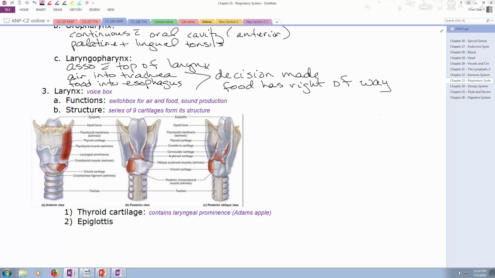We call the larynx the voice box because that's where vocalization actually occurs. It is indeed our switch box for air and food as well as sound production. We have 9 cartilages that actually form its structure, and 3 of them are large. And of the large structures, we have the thyroid cartilage, which is singular as a large structure, right here, pointed out to it, this guy. And then we have the cricoid cartilage.